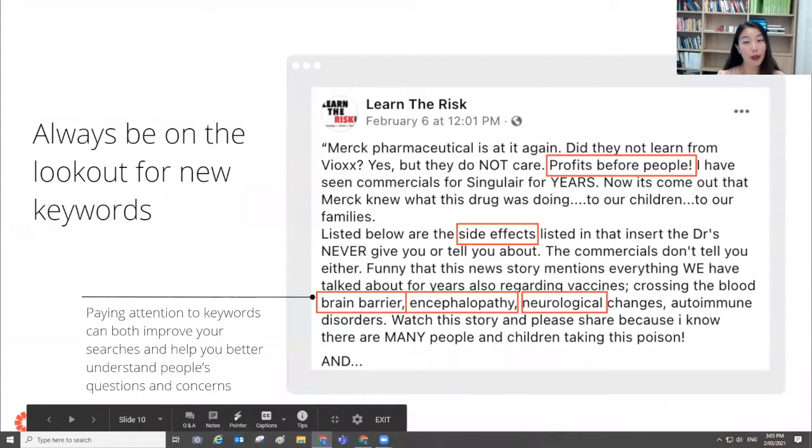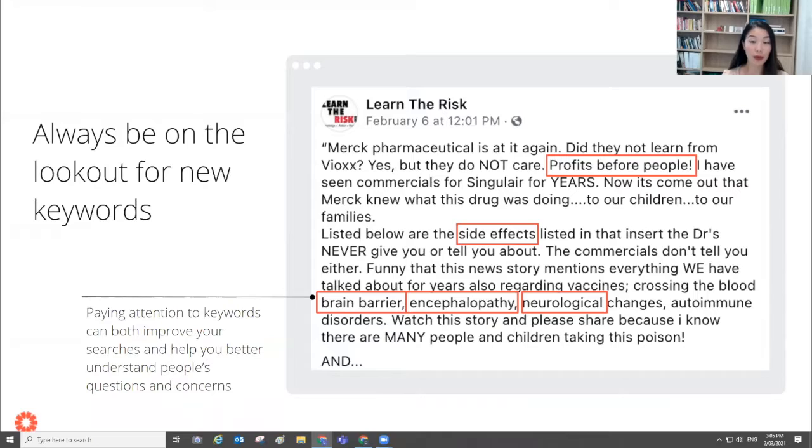Also, we should always be on the lookout for new keywords. If you're trying to improve your monitoring or your research into how people are talking about vaccines online, pay attention to new kinds of language that people might be using. Here, this is a post from a Facebook page called Learn the Risk. The page is about the risk of vaccines. And there are a number of interesting phrases and words that we notice here. For example, profits before people. So this is one of the 6 themes that we saw repeatedly in our research about vaccine misinformation. And we've categorized the claims that link vaccines to monetary rewards under political and economic motives.